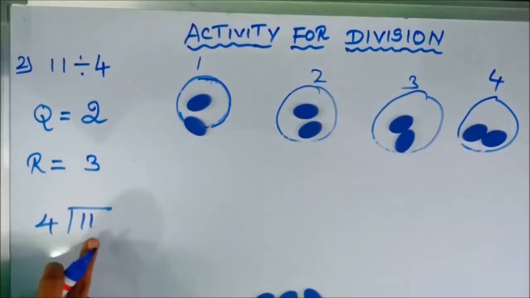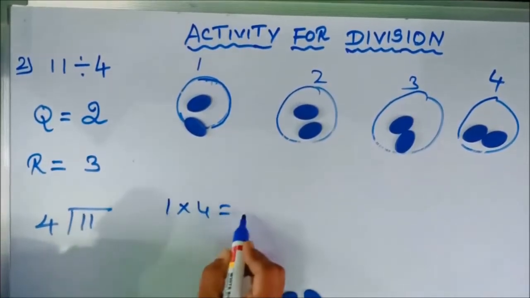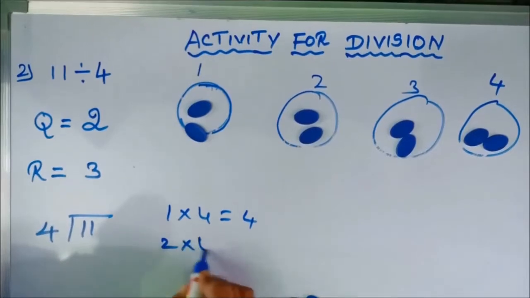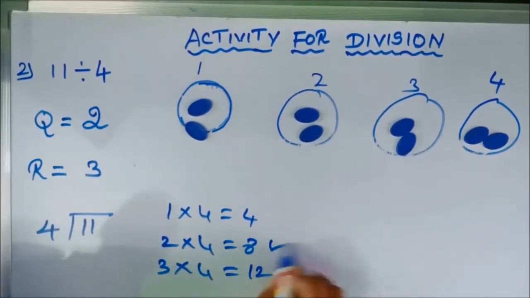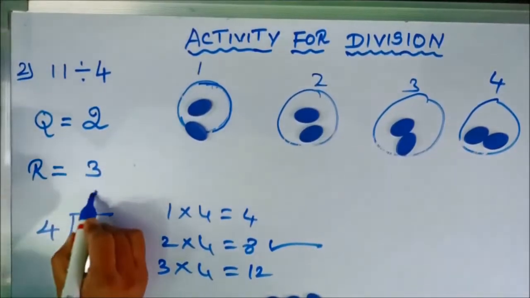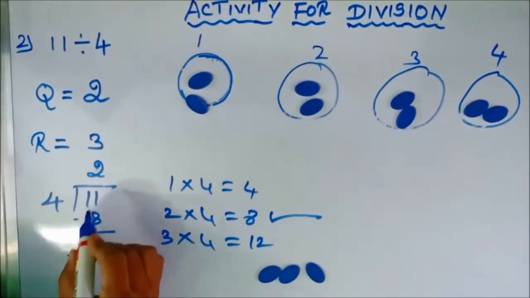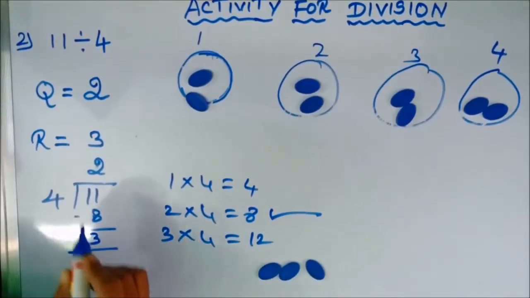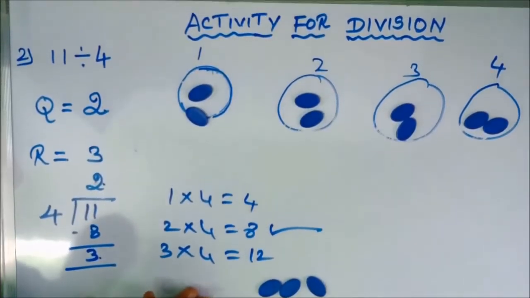So you have to divide 11 by 4. 1 4 is 4, 2 4s are 8, 3 4s are 12. So you have to choose 2 4s are 8. So you have to write 2 here. 2 4s are 8. By subtracting 8 from 11, you get the remainder as 3. See, our quotient is 2 and remainder 3. Have you understood the concept of division, children?